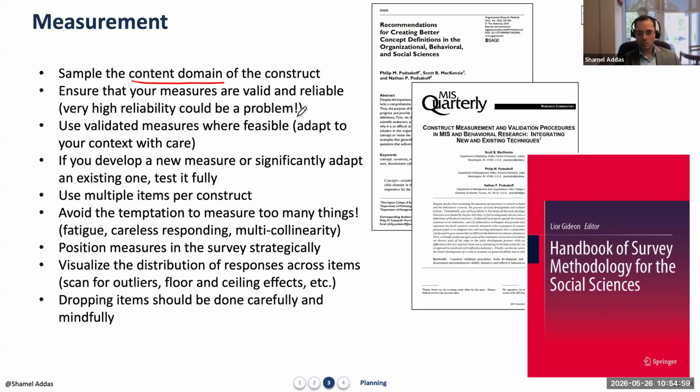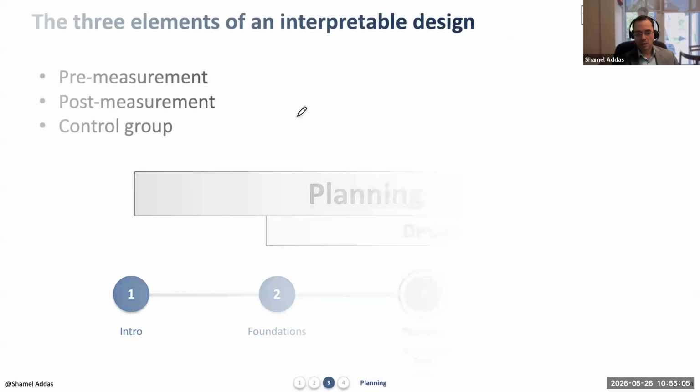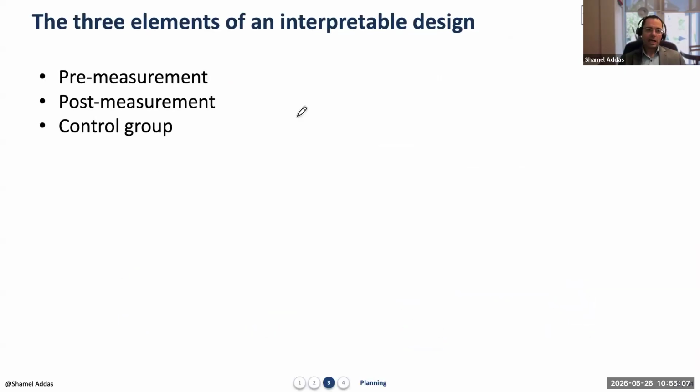And it talks about lots of these issues that I've discussed. All right, let me switch to design. So let's talk about designing the different elements of the experiment. Typically, the 3 elements of an interpretable design are the pre-measurement, the post-measurement, and the control group.